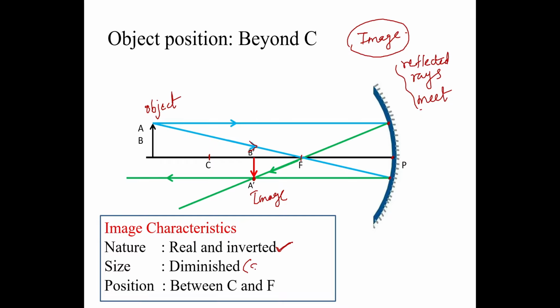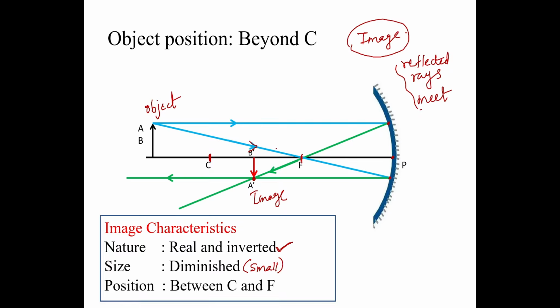Diminished means small. You are comparing the image size with your object. When you compare the object and image, you can see that your image is smaller than your object, so we call it diminished. Now, the position of the image. Where are you getting the image? Yes, between C and F. So these are the important characteristics. You can apply any two rules to get the diagram. I have applied rule 1 and rule 2.